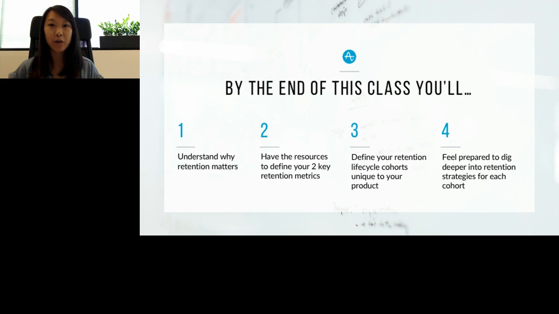Here's an overview of what we're going to cover in today's session. First, we'll talk about why retention is so important for any business. Then, we'll provide you with the tools and the knowledge that you need to define two key metrics for understanding user retention. These are your critical event and your product usage interval. Third, we'll introduce the Retention Lifecycle framework and how to pick the best retention metrics that fit your product or your business. And by the end of the session, you'll be ready to get a baseline of your retention metrics so that you can dig deeper into retention strategies in the next two sessions of this bootcamp.